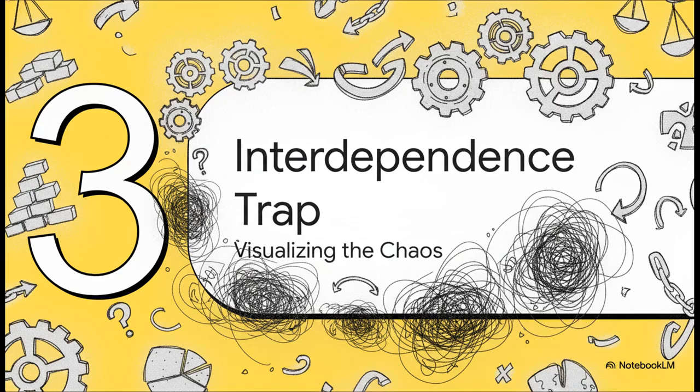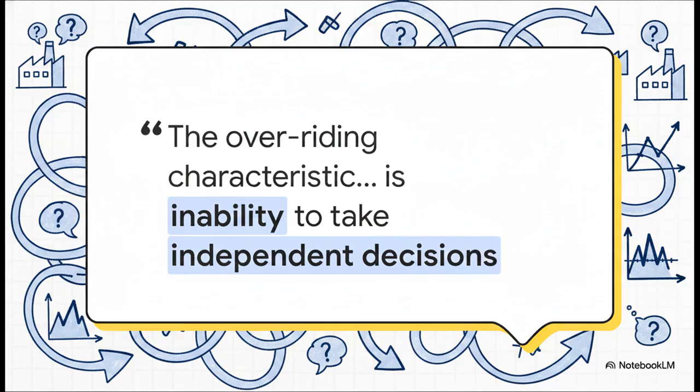Which brings us to Section 3, the interdependence trap, visualizing the chaos. This is honestly the most agonizing rule of the game, and it's what makes this whole structure such a headache for economists. There's a great quote from the source material that hits the nail on the head. The overriding characteristic of oligopoly is inability of a seller to take independent decisions. That's the interdependence trap in a nutshell.